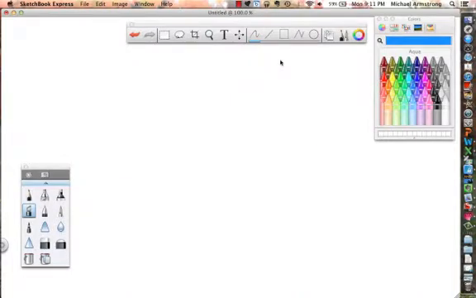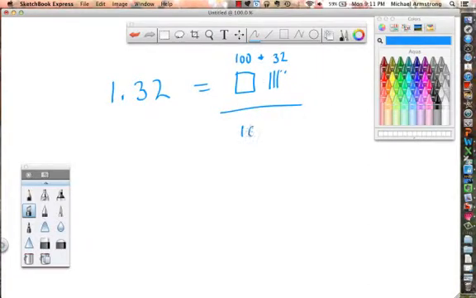Alright, so you're going to see stuff like that. What happens if we have more than 100? For instance, if we have 1.32. Well, this is like one whole, or these little boxes that they use, plus the 3 of the tenths, plus 2 of the hundredths, and that is going to be 100 and 32. See, 100 plus 32 all over 100.